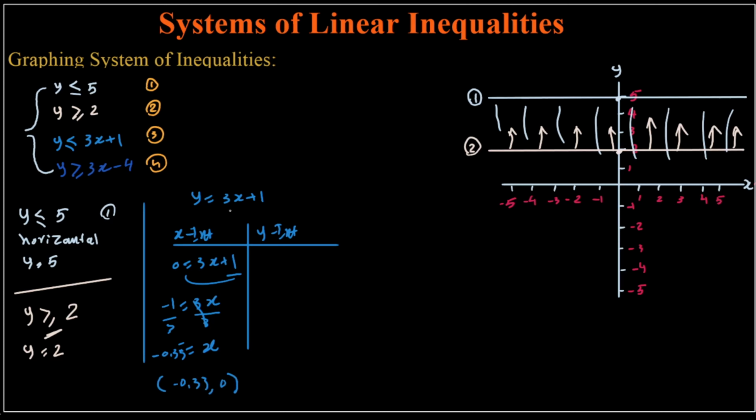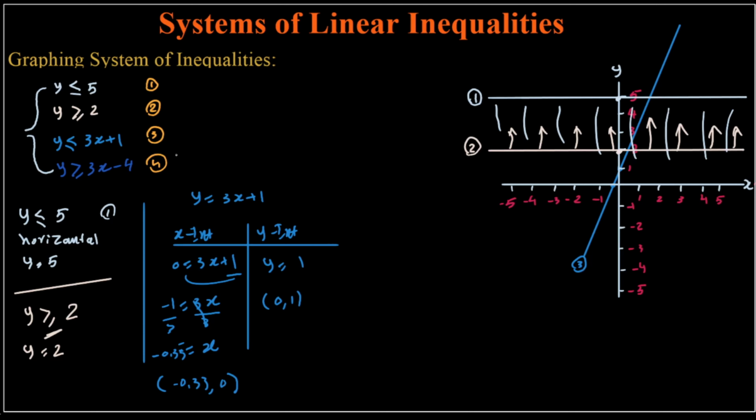In y-intercept, always x is 0, so we can just immediately say y equals 1. So our point will be 0 and 1 for y. We have negative 0.33 approximately will be here. This is our point. And we have 1 up for y. Let's grab our ruler to graph them. This is also a solid line because we have an equal sign here. This is the third one.